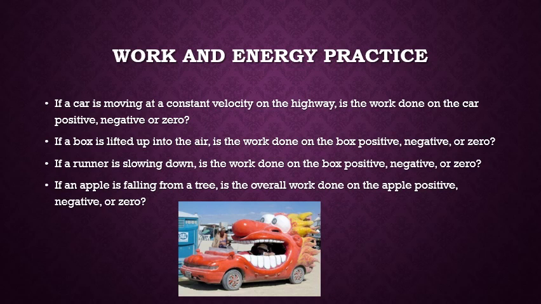And the last one is, if an apple is falling from a tree, is the overall work done on the apple positive, negative, or zero? So pause for a second. The overall work on the apple should be zero because that apple starts with gravitational potential energy, but as it falls, it is gaining kinetic motion energy and losing that gravitational potential energy. So by and large, overall, we should have a relatively neutral or zero work done on the apple.